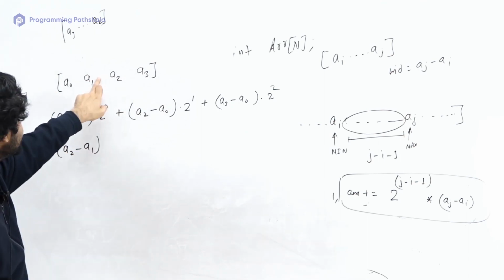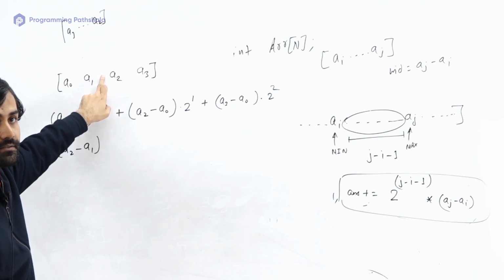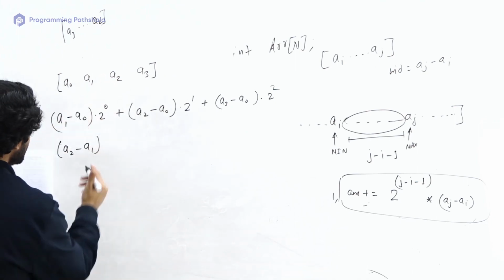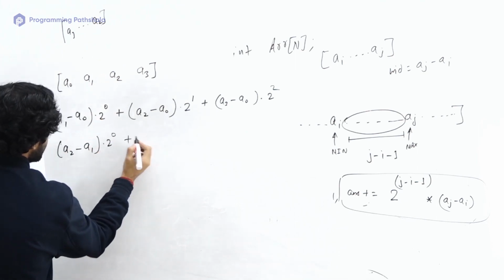And how many elements are there in between? 0 elements. So how many combinations will be there? 2 raised to power 0. Let's move to the next one.